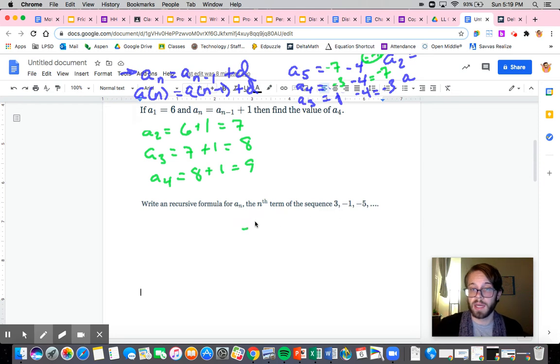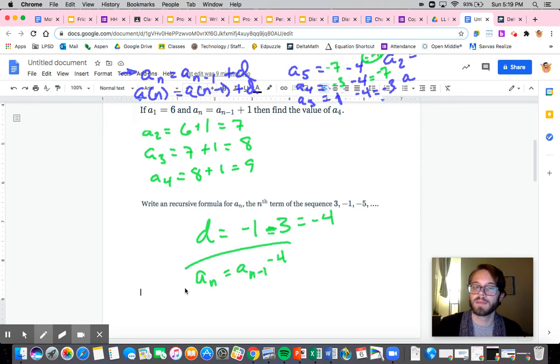So negative 1, let's find the difference to start off here. The difference is equal to negative 1 minus 3, which is equal to negative 4. So that means my difference is negative 4. And if I want to find the nth term, that's simple enough. All I need to do is know the (n minus 1)th term. And that's just, in general, what your recursive formula will be.